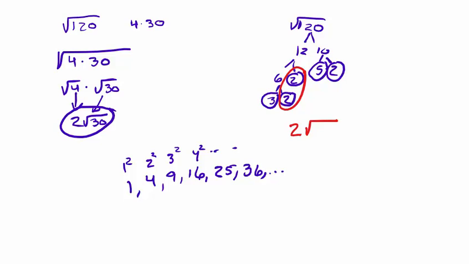And then what goes inside here is just what's left. So I have 3 times 5 times 2. 3 times 5 is 15, times 2 is 30, which again gives me the same number. So over here, I am just trying to find the biggest perfect square that goes into 120 and going that way. Here I'm just factoring it all the way down and then finding my pairings and taking them out.